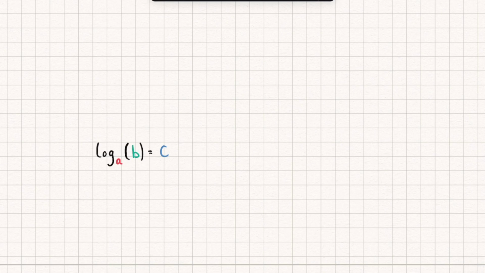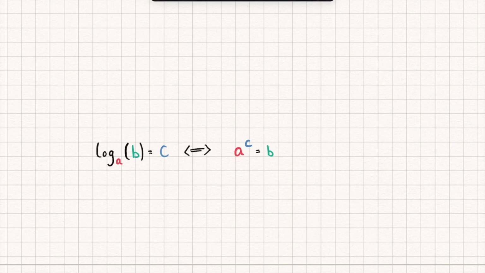Let's write this in an exponential form. All this statement is saying is a to the power of c equals b. These two things are equivalent. One is in what we'd call a logarithmic form, this one here. One is in an exponential form, which is this one here. But they say the same thing. That's all they're saying.